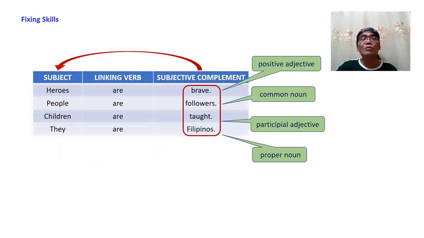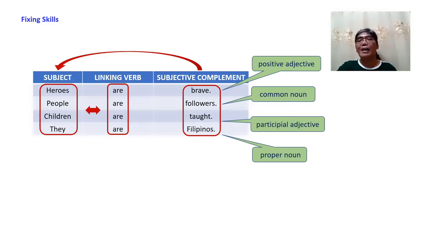We also need to make the subject agree with the linking verb that comes after it. If the subject is plural in form, we also need to use the plural form of the linking verb. If the subject is singular in form, we also need to use the singular form of the linking verb that comes after the subject. This is the summary of the first two basic sentence patterns, such as subject plus linking verb plus noun and subject plus linking verb plus adjective.